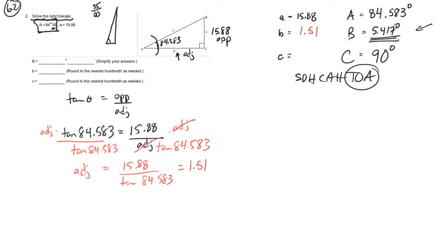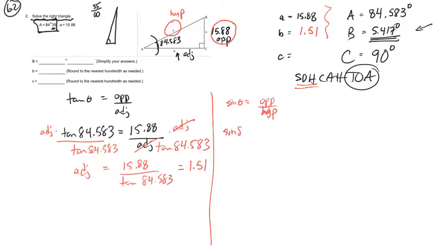Now to figure out side C, I could use Pythagoras because now I know two sides. So I could do that, or I could use a ratio again. Let's use this side here, and let's use this side here. So this is the opposite side, this is the hypotenuse, and that's opposite over hypotenuse, that's sine. So sine of an angle is equal to the opposite side over the hypotenuse. So the sine of 84.583 is equal to the opposite side over the hypotenuse. I guess I could use the letter C down there for hypotenuse.